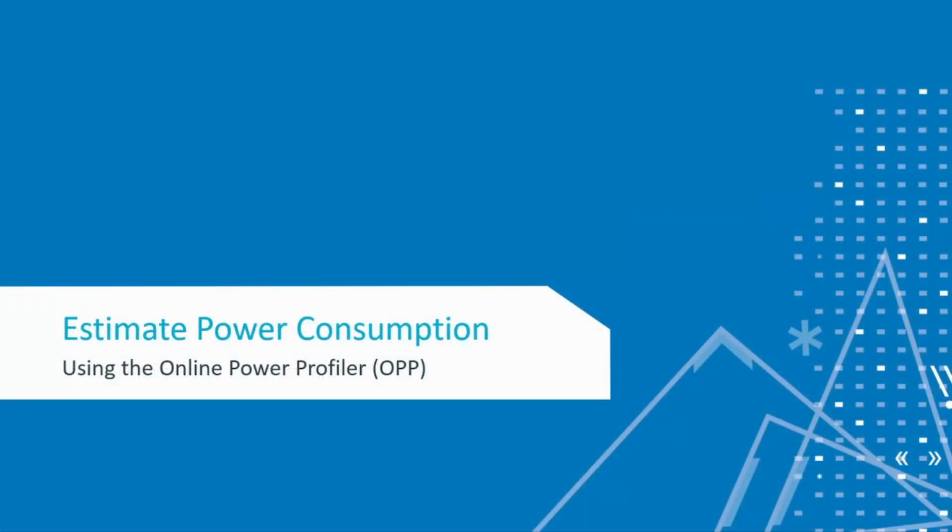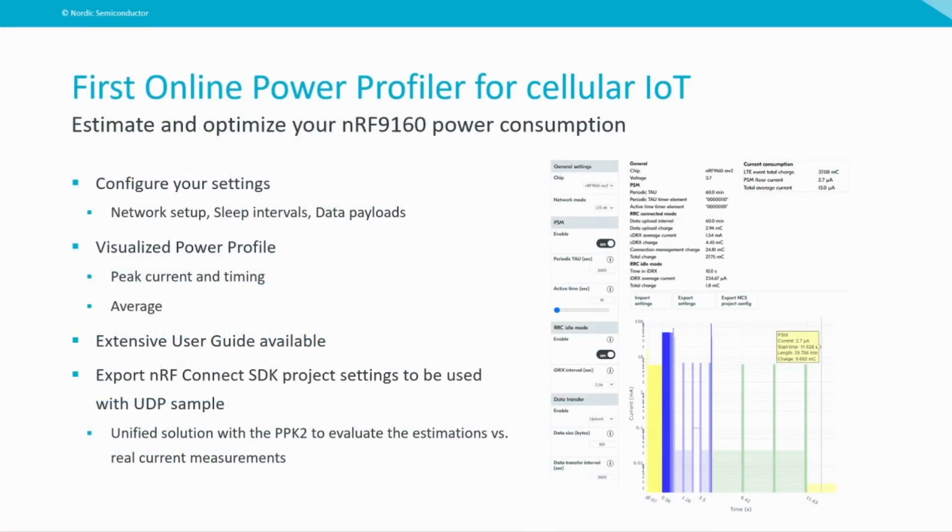So let us look into how you can estimate your power consumption using the online power profiler. This is the first online power profiler for cellular IoT, where you can estimate and optimize your nRF9160 designs for power consumption. In this extensive tool, you can configure settings, you can have your network setup, your sleep intervals, your data payloads, how much you're going to send to the server, and then you have this visualized power profile, where you can see the peak currents and the timing, also the average.